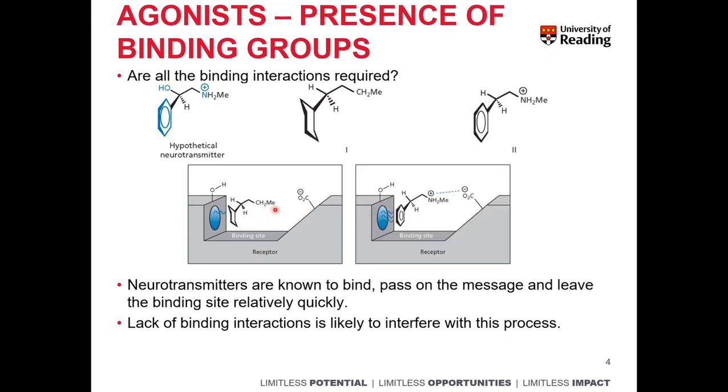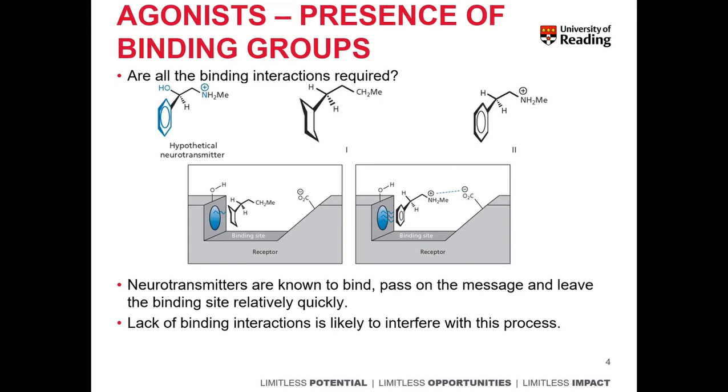Now, however, if we took out just one key interaction, we may have a molecule that can still bind and activate the receptor, albeit not as strongly. So here we still have the van der Waals interaction and the electrostatic attraction as well. However, neurotransmitters are known for being able to bind to the receptor, activate the receptor quickly and efficiently, and then leave the binding site quite quickly.